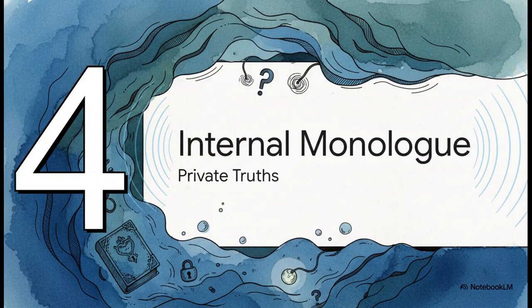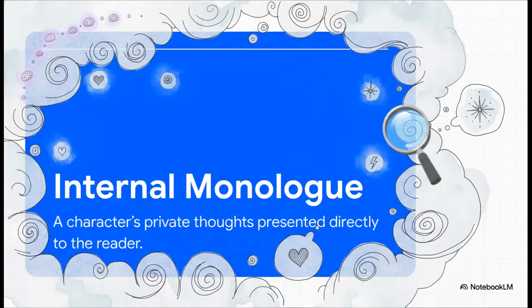Moving on to Section 4, Internal Monologue and Private Truths. Now, we're plunging right beneath the waterline into those private spaces where literally no one else can hear. Internal monologue is a character's private thoughts presented directly to us, completely unspoken. The other characters in the story are totally oblivious to it.